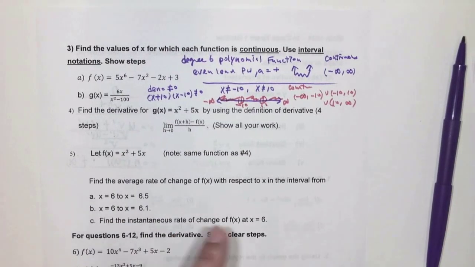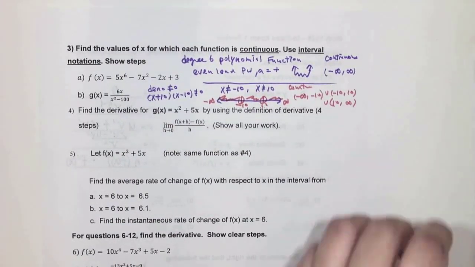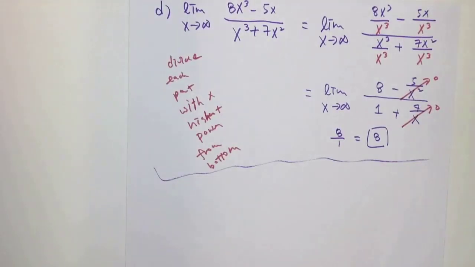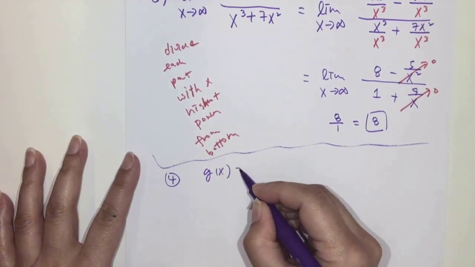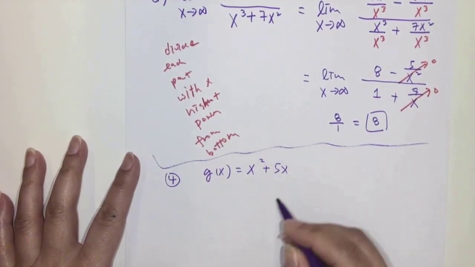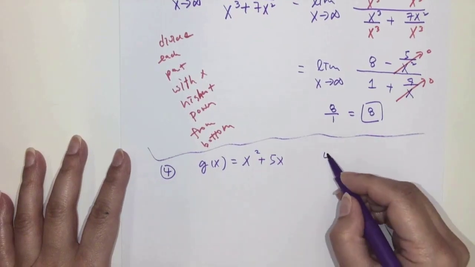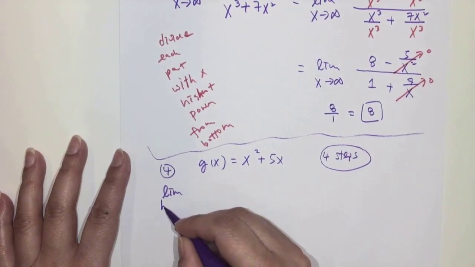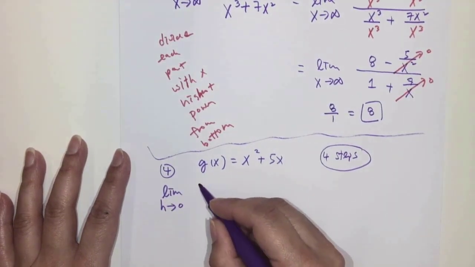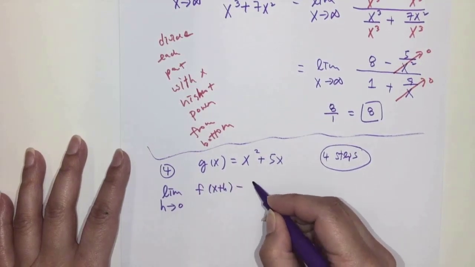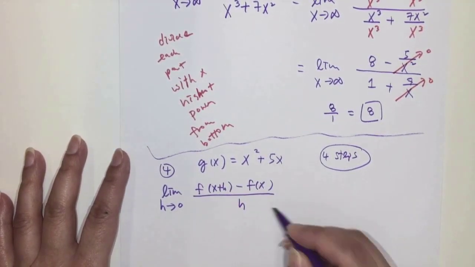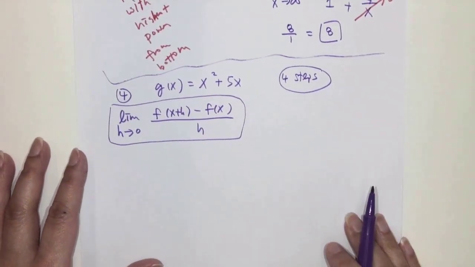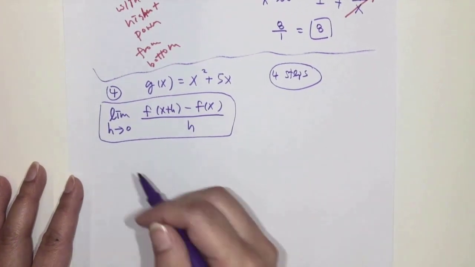Are we okay? So the next one is a little bit longer because it needs the 4 steps. This is number 4. G of x equals x squared plus 5x, and we need to use the 4 steps this time to do the limit as h approaches 0 of f of x plus h minus f of x over h. If you're very good, you can maybe do it in 1 step, but if you need to break it into 4 steps, that's perfectly fine. That's what they want you to do.